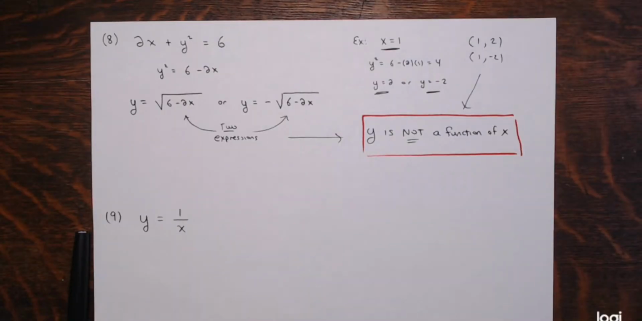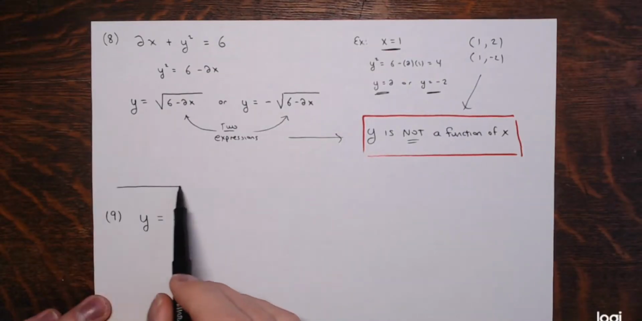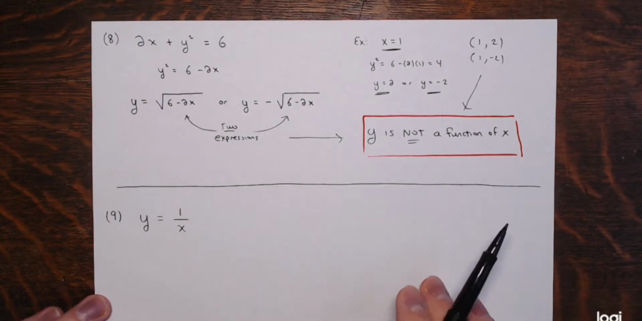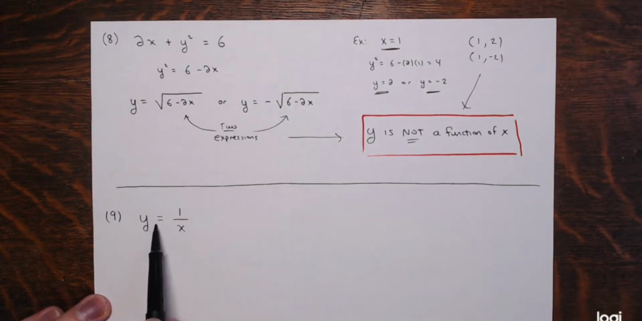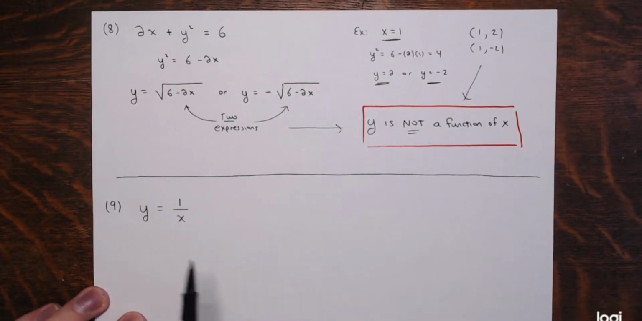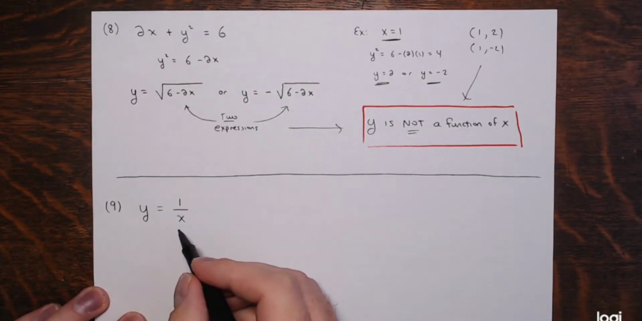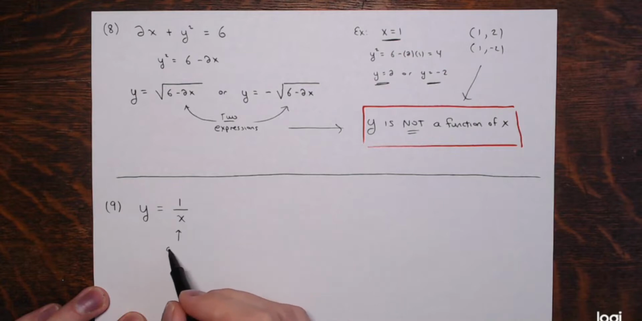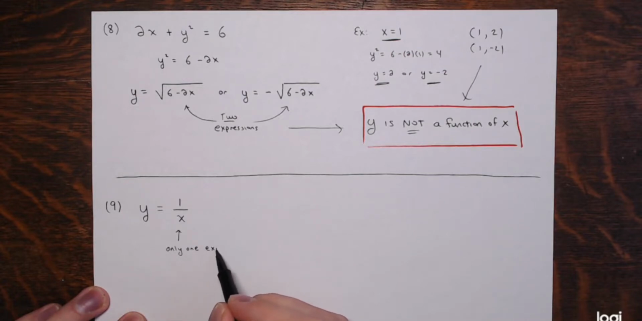All right. How about here? Y equals 1 over x. Well, this one's easy enough. Y is solved for, and look, there's only one expression over here that involves x that could possibly be equal to y. So y here is a function of x.